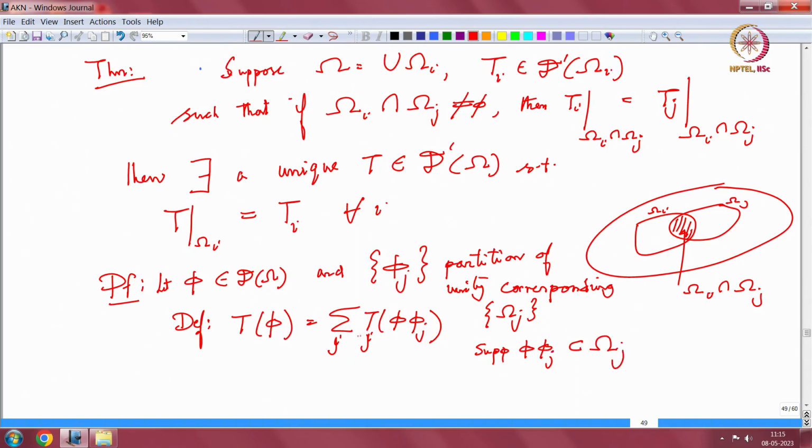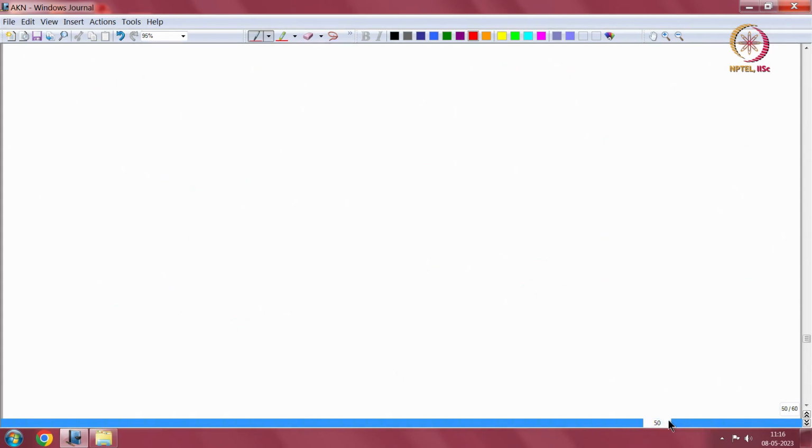So, this is well defined. Again, due to the locally finite partition, the support will intersect only finitely many. For the other terms, T j of phi phi j will be 0, so T phi phi j is 0 except for finitely many j. These follow immediately from the conditions.